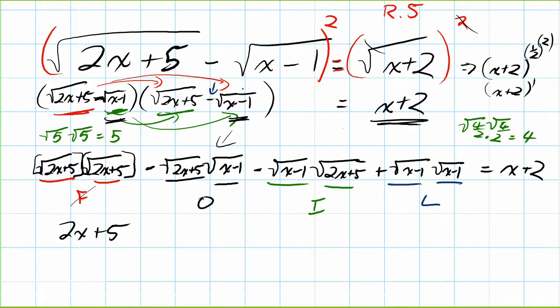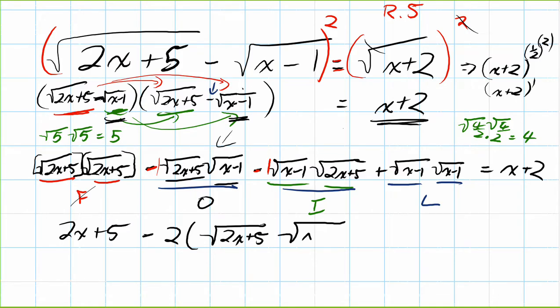What is nice about them, if we take a look, is this term and this term are the exact same. They're just in a different order. It's known as the commutative property of multiplication, that you can order it any way you like. Now, think of it like it's a -1 and a -1. So when we put them together, it becomes -2, and then I'll put them in brackets, the square root of 2x plus 5 times the square root of x minus 1.